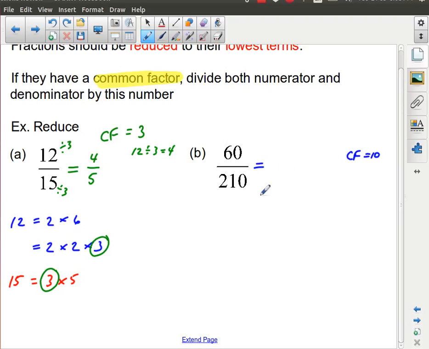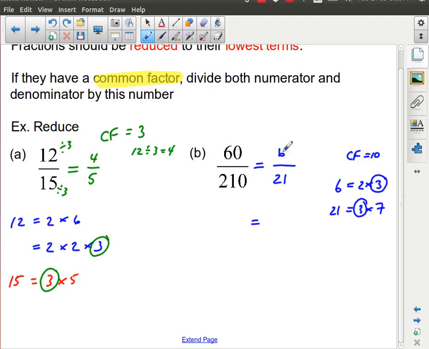So if there's a common factor of 10, what is 60 divided by 10? That's 6. What is 210 divided by 10? That's 21. Now that we're down to 6 over 21, you might think, well, that's not so bad. 6 is equal to 2 times 3. 21 is equal to 3 times 7. And for this one, it comes out very quickly. We have a common factor of 3.